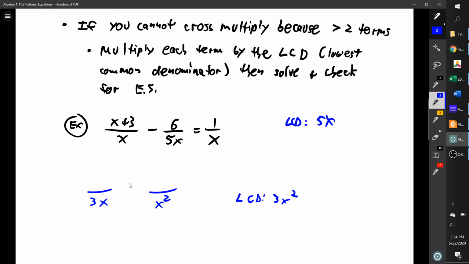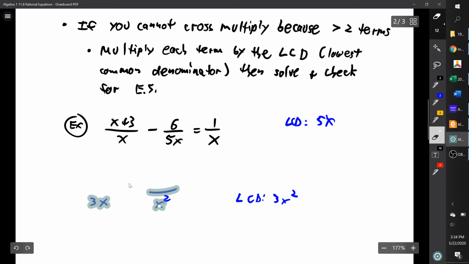3x squared, you can factor out a 3x. 3x squared, you can also factor out an x squared. In this case, 5x, you can factor out an x, it'd be x times 5. 5x, you can factor out a 5x, which is 5x times 1. And then again, 5x, you can factor out an x. Okay, so back to this problem.